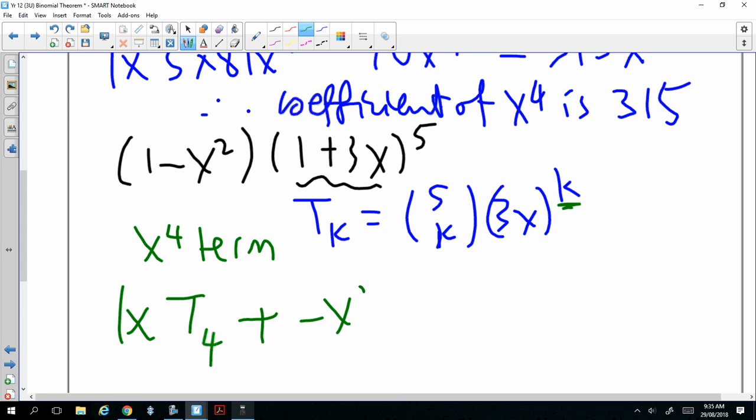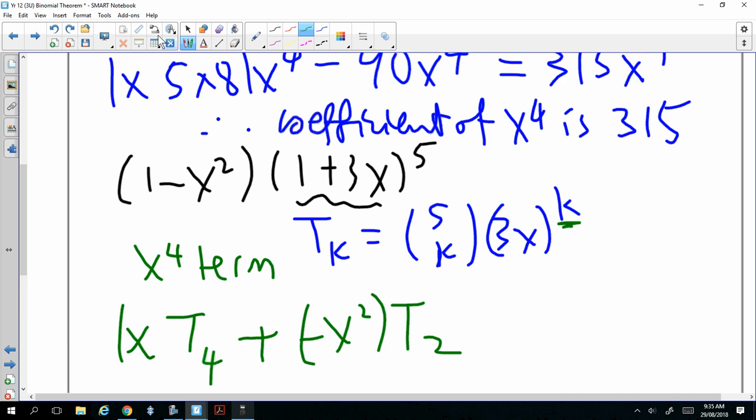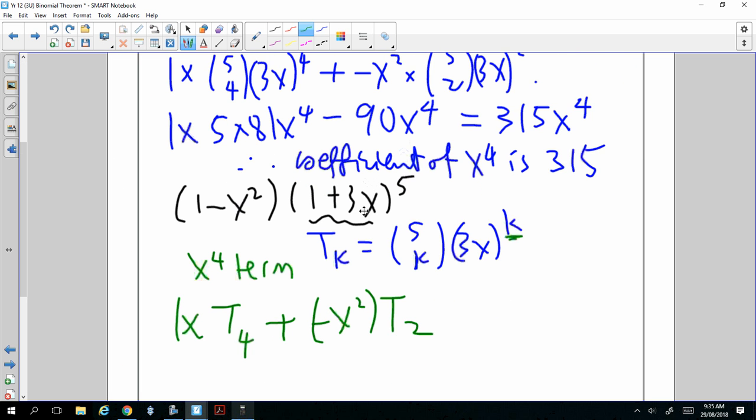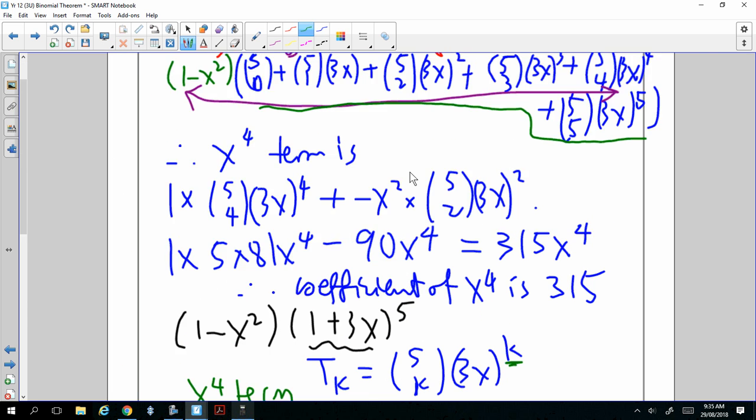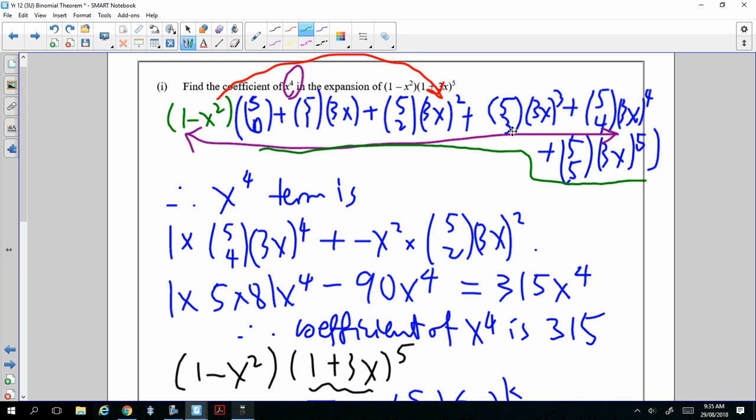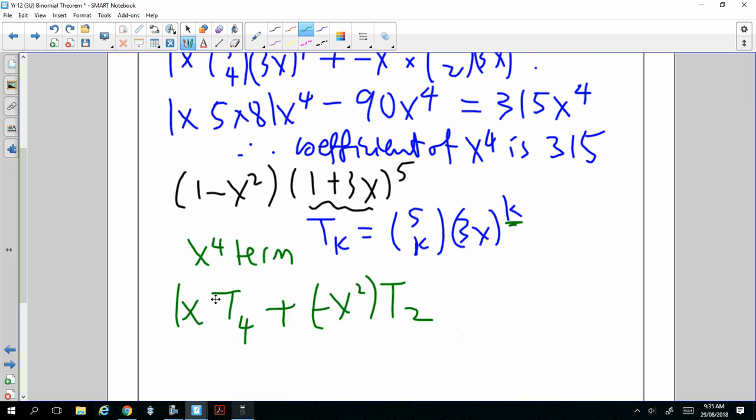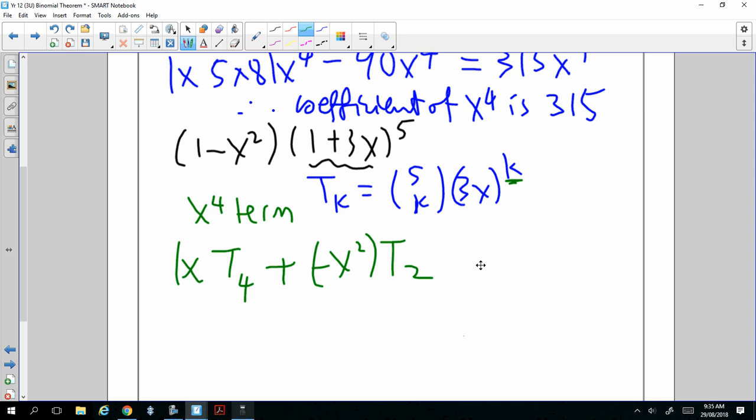But if you feel you're confident, just do it straight away. It's allowed in the exam. So you go 1 times 5 choose 4, 3x power of 4, minus x squared, 5 choose 2, 3x power 2, etc. Okay, you should get 315 x power 4. Okay, so that's method 2.